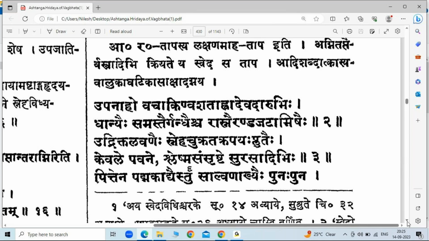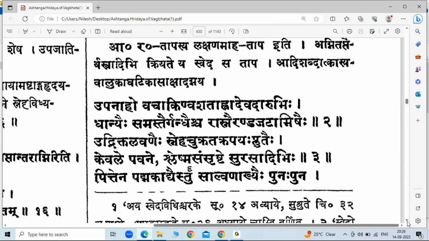So all these things, vacha, kinva, shatahva, devadaru, dhanyam, samasta gandham, rasna, eranda jada, amisham, are mixed together in paste form. And udrikta lavanata is brought by adding liberal amounts of saindhavam. Then sneham is added, shuktam is added, takram is added, payas is added. All these things are added, and there may be some discretion from the side of the Vaidya, contextually, according to the merit of the situation. Sometimes some of these dravyas may be omitted, sometimes everything may be added. It is the sole discretion of the treating Vaidya.